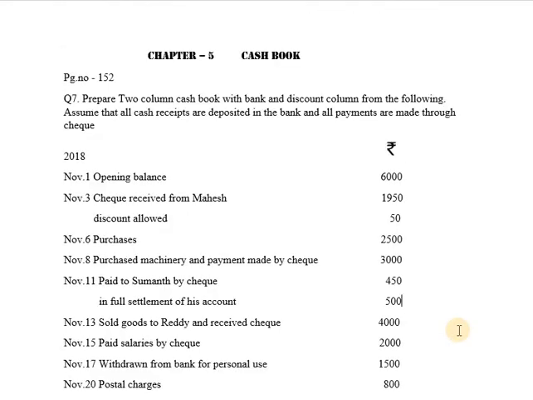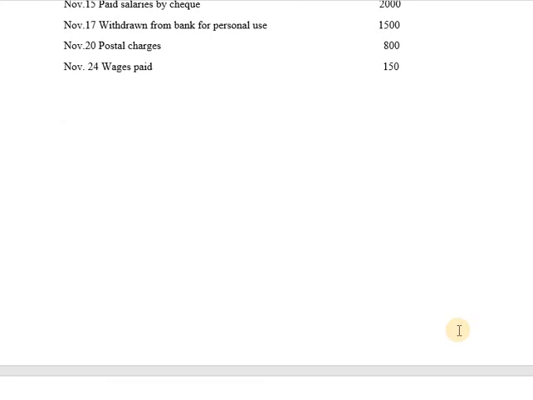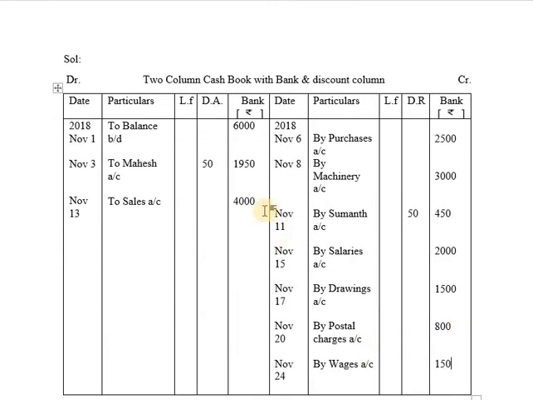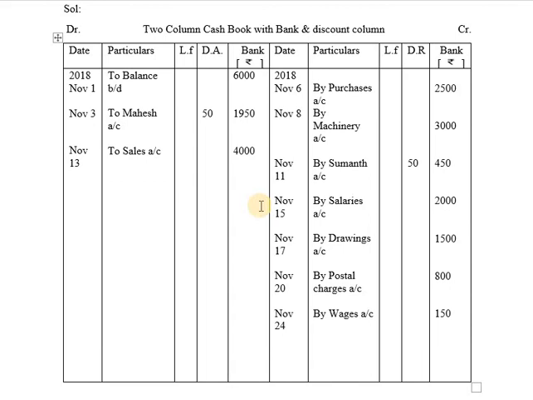Now we have completed all the transactions which were given in the question. Now we just need to balance the 2 column cash book on both the sides. The total on debit side of bank column of 2 column cash book is 6000 plus 4000, 10,000 plus 1000, 11,950. So here the total is 11,950. So first you will be writing it as the total on debit side is 11,950.